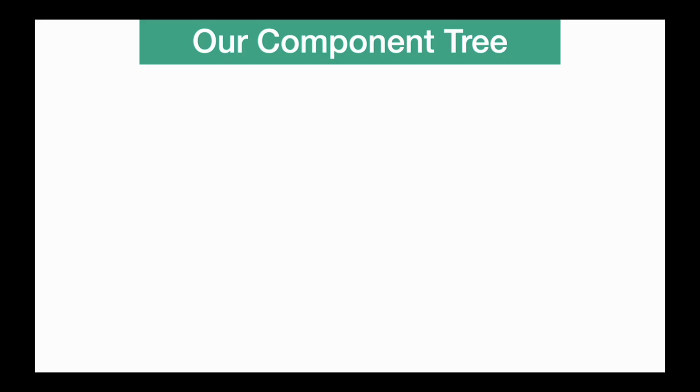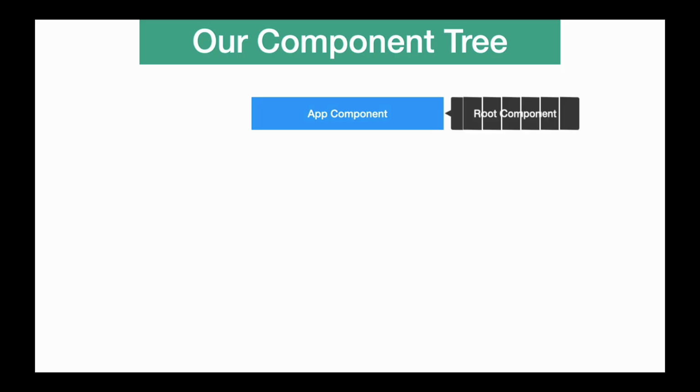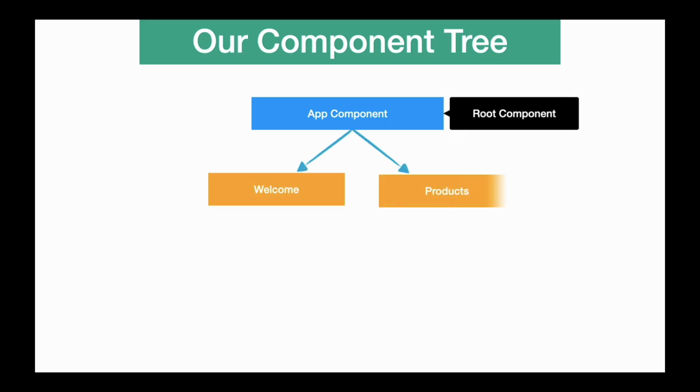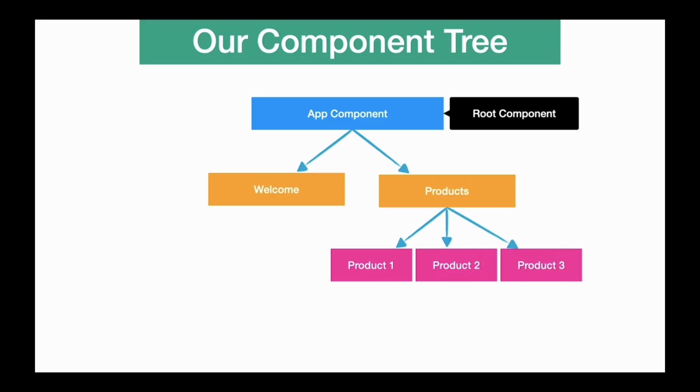Our component tree structure: the first parent component is the App component. We have already seen the App component, which is always the root component. The App component has two child components: one is the Welcome component, and the other is the Products component. The Products component has three child components, which are Product 1, Product 2 and Product 3.